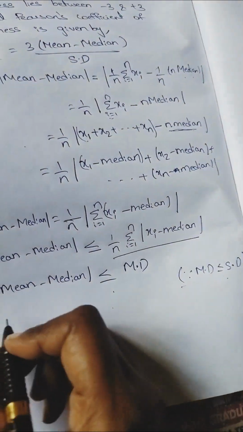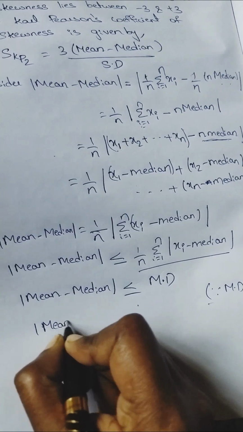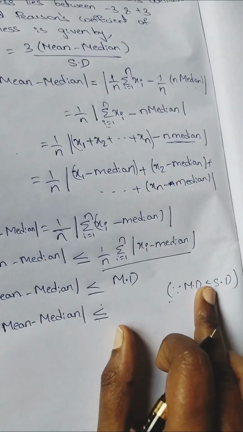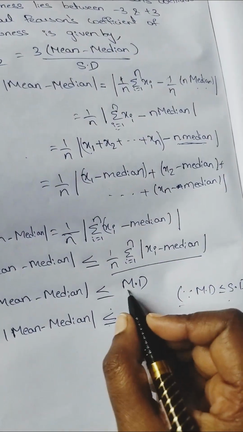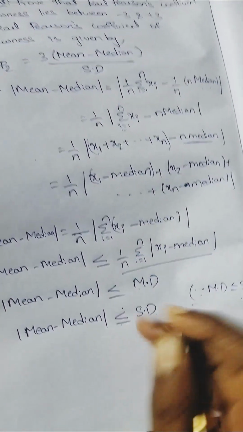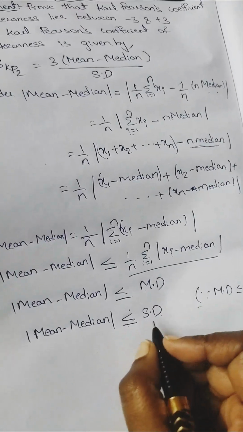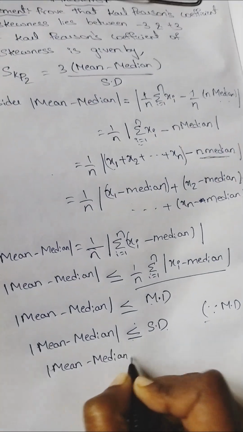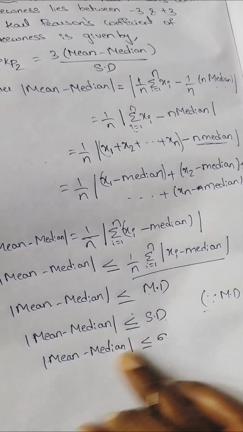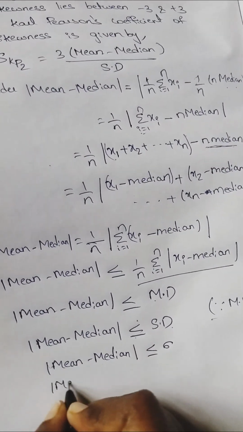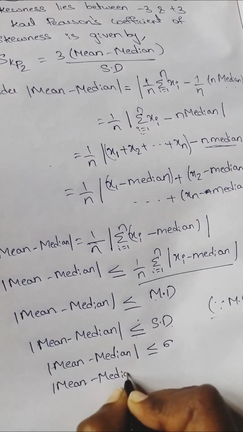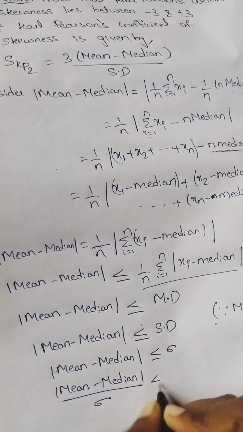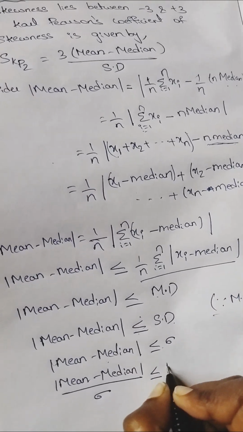So I substitute here the same thing on the left side, mean minus median as it is, which is less than or equal to mean deviation, where mean deviation is less than or equal to standard deviation. Now I can replace it with the standard deviation, which we denote with sigma. So mod mean minus median is less than or equal to sigma. Now I want to bring sigma to the left hand side. What remains on the right hand side? Mod mean minus median divided by sigma is less than or equal to 1.